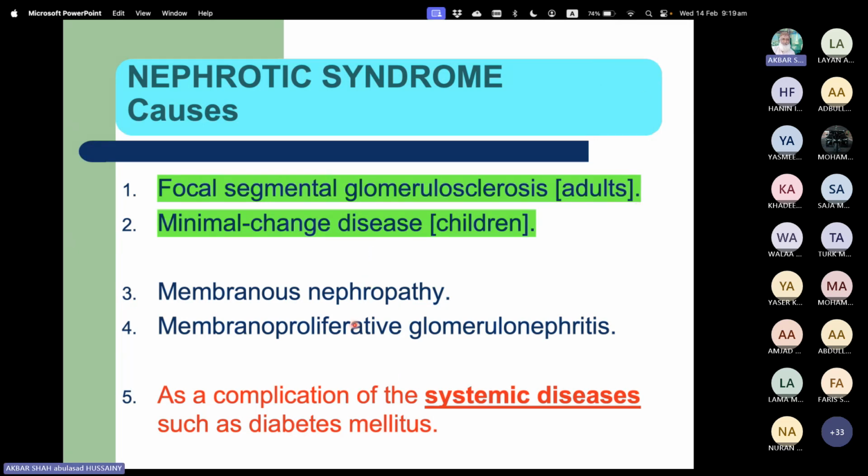And these are the 4 diseases that are the primary renal diseases that can cause nephrotic syndrome. These 2 are most common. Focal segmental glomerulosclerosis is common in adults, and minimal change disease is common in children. And these are the 2 most important ones that can cause nephrotic syndrome. In the secondary or systemic diseases, we know diabetes mellitus can cause nephrotic syndrome.